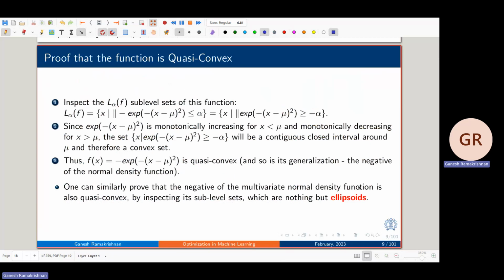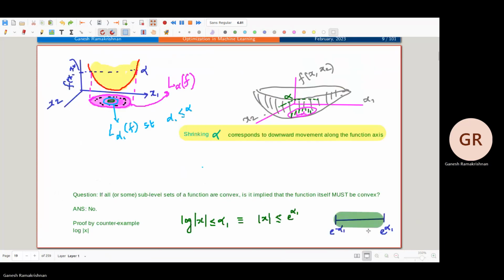So this is just a proof that the function is quasi-convex. Okay, so sorry. Yeah, to sum it all up, the negative of the multivariate normal density is also quasi-convex by inspecting its sublevel sets, which are nothing but ellipsoids. That's what I tried to show. They're all ellipsoids, the sublevel sets of the negative of the normal distribution. That's how you can show it's quasi-convex. Okay.